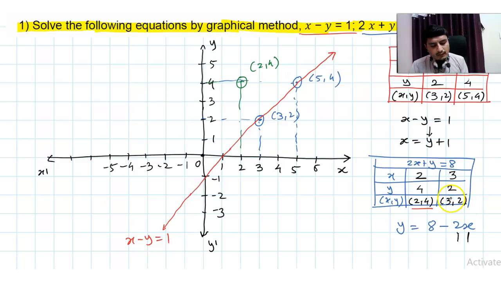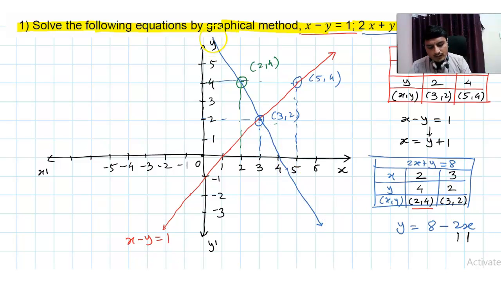And the next point we have is (3, 2). Already we have 3 from the x-axis and 2 from the y-axis. The point of intersection is (3, 2). Now let us try to draw the line passing through those 2 points. You may use a scale and pencil, keep in mind, to draw the line. So we are having a line which is of this form.